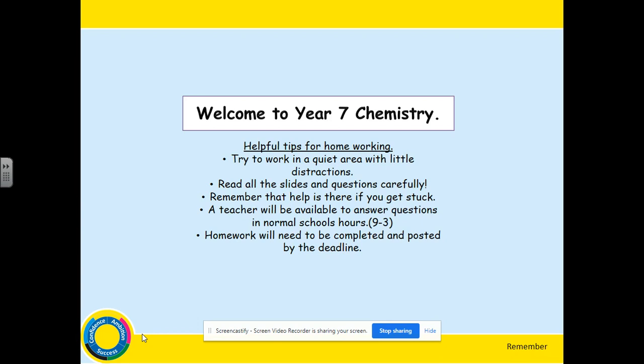Helpful tips for working from home. Try to work in a quiet area. Read all slides and questions carefully. Remember, help is available if you get stuck. Teachers will be available to assist you between 9 a.m. and 3 p.m. Work will need to be completed and posted by the deadline.